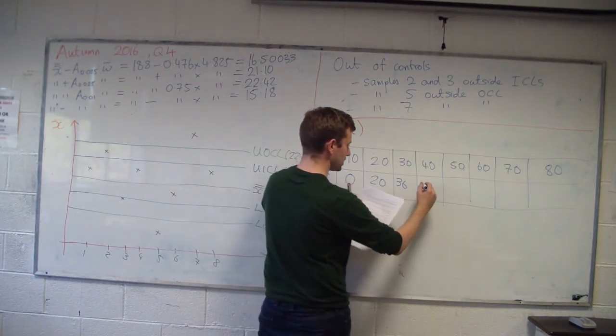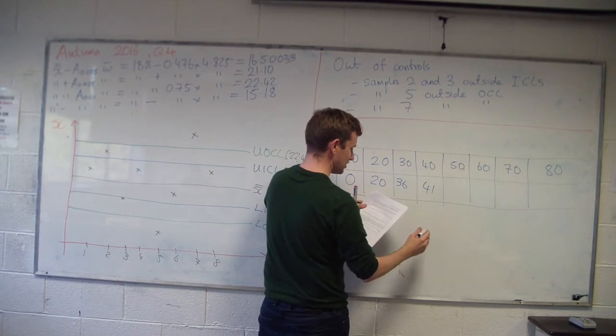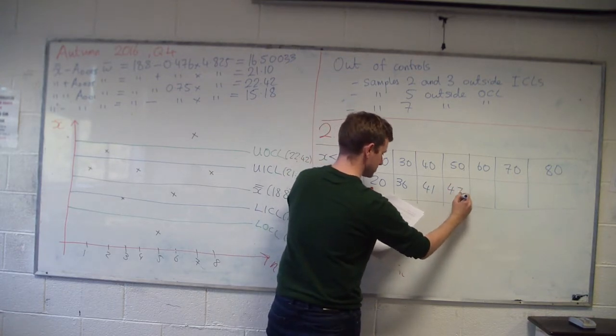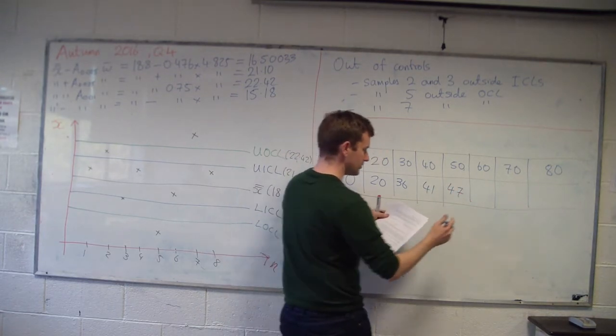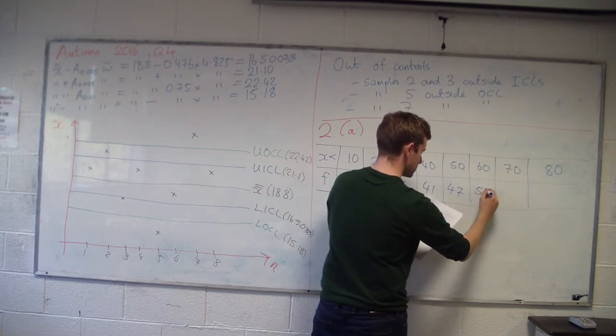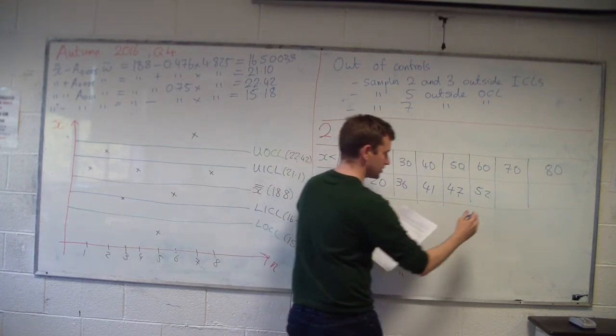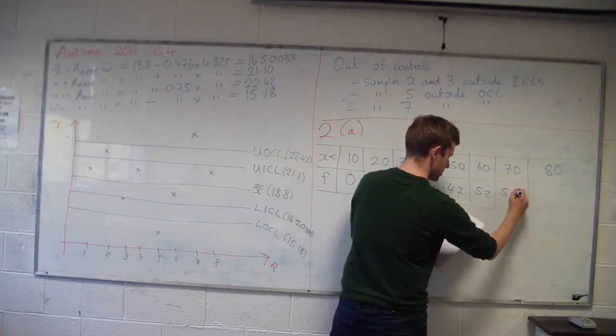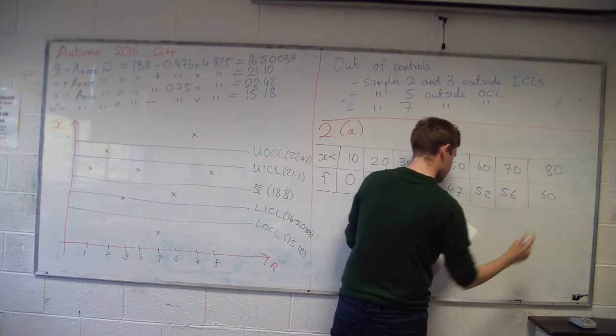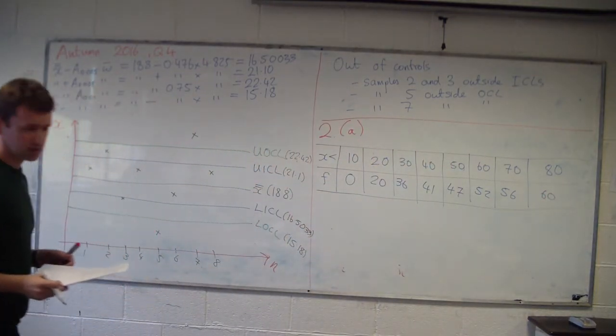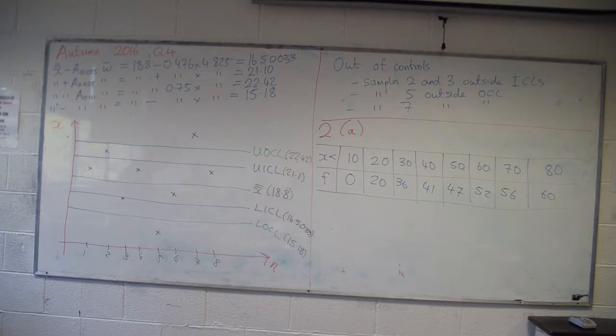So plus 5 in the next, plus 6 in the next, plus 5 in the next, plus 4 in the next, plus 4 in the last. So you'll need to know to do that for an ogive. Now the ogive is tricky without the graph paper, but I'll give it a go.